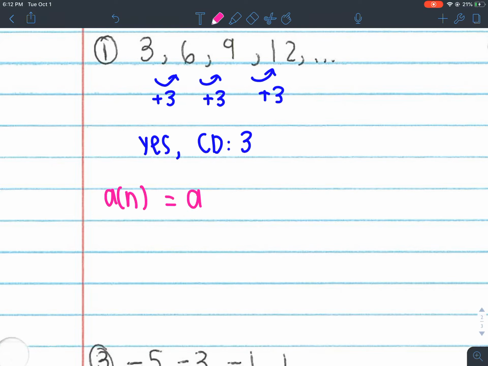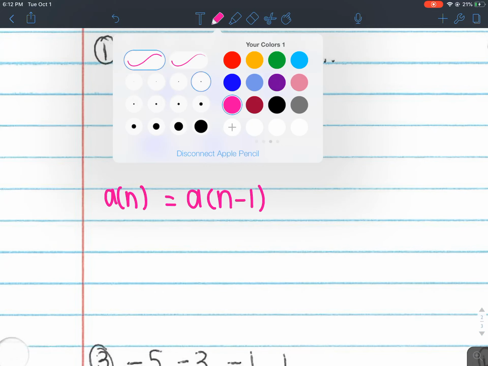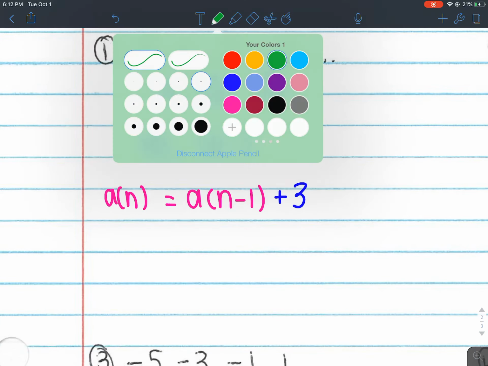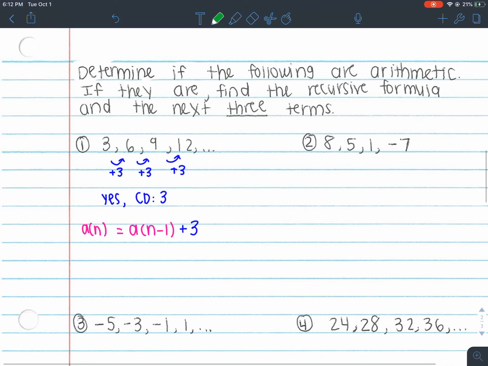A of n equals A of n minus 1, just like the front page. But your common difference is going to be that thing that's changing. And the common difference here is going to be plus 3, because every single time I'm adding 3. Okay? So that's the first and second part.